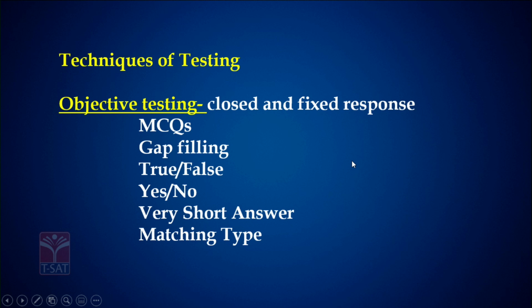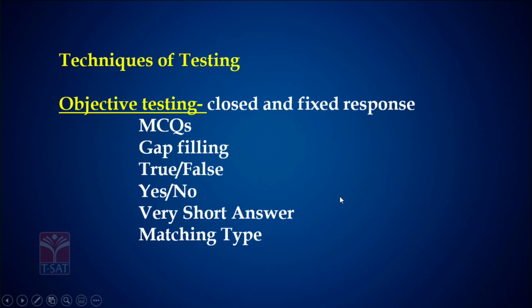And what are the techniques of testing? Testing can be subjective as well as objective. So, these are the examples for objective testing. Generally, objective testing is closed and fixed response. Here are the examples: multiple choice questions, gap filling, true or false, yes or no type questions, and even very short answer questions, and matching type.